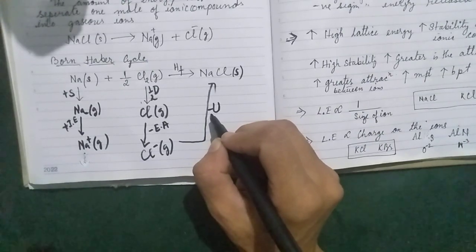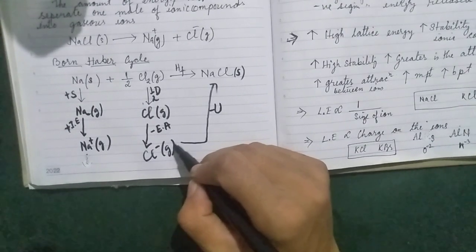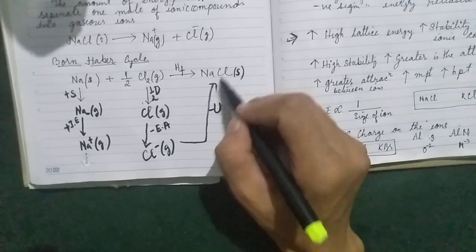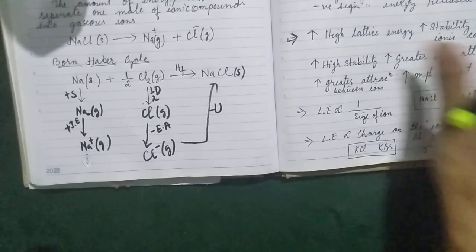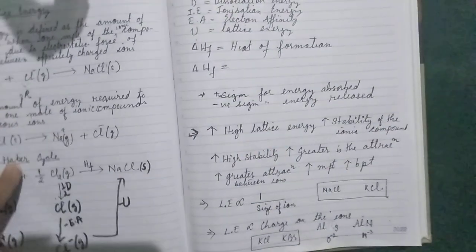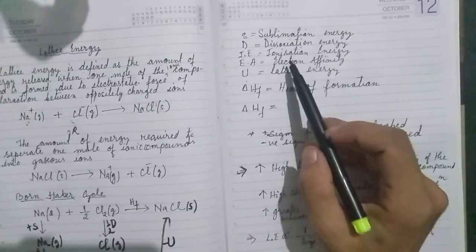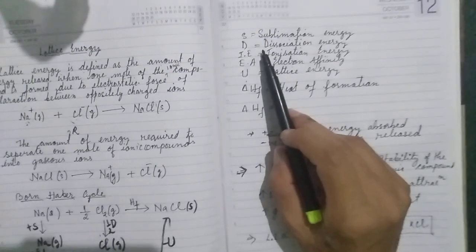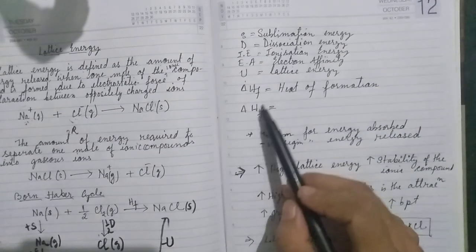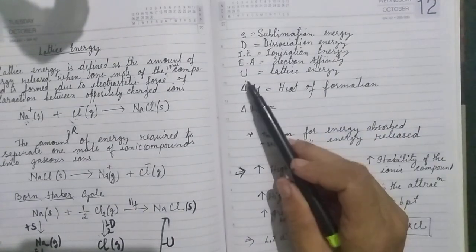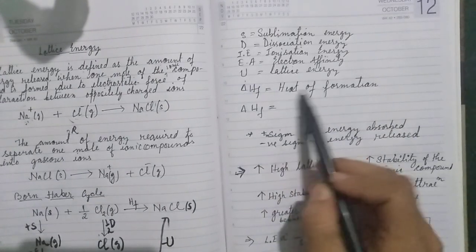Minus represents that some amount of energy is released. In order to convert from these ions into the solid, some amount of energy is released, and that is called lattice energy. Now S is called your sublimation energy, D is your dissociation energy, IE is called ionization energy, EA is the electron affinity, U is the lattice energy, and delta HF is the heat of formation.